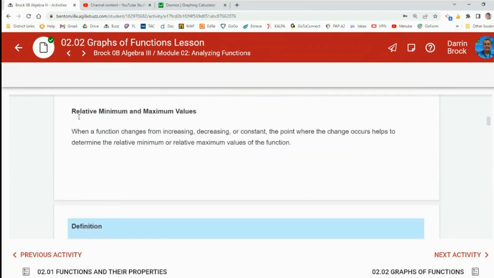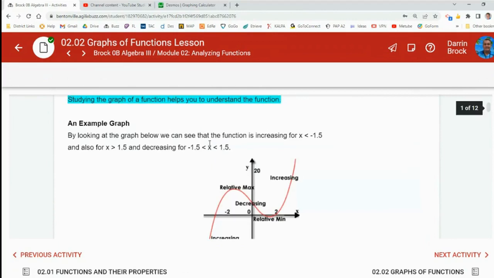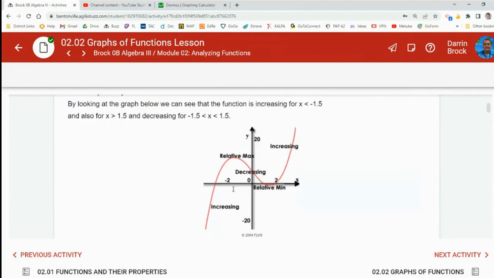Here we talked a little bit about relative minimums and maximums. When it's increasing, decreasing, or constant, the point where the change occurs is either a relative minimum or relative maximum. At that point, right up there on our graph, the point where it changes is the relative maximum and the relative minimum.